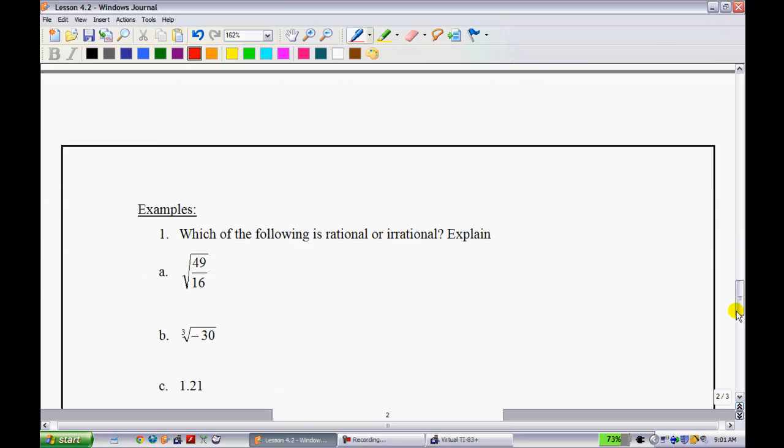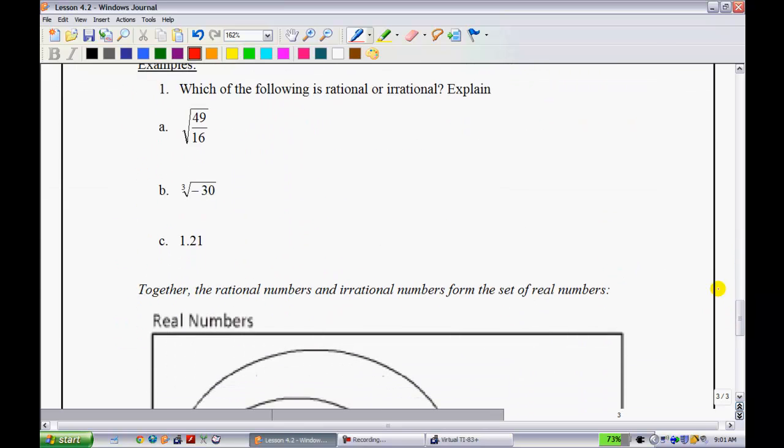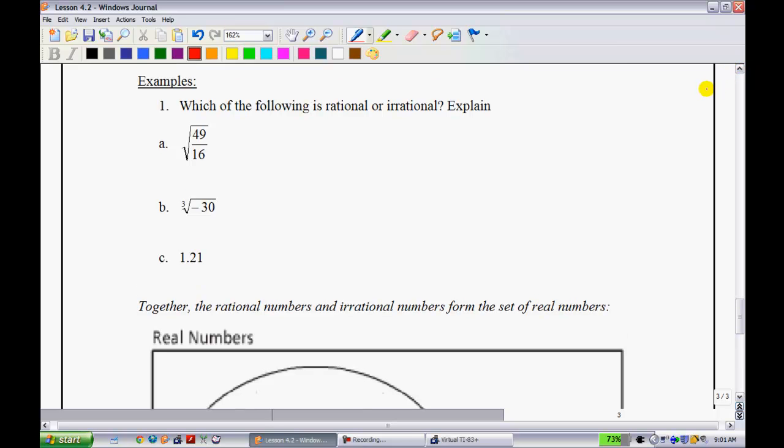Let's go to the last page. Relatively quick little lesson right here. Your assignment is just going to be you guys playing around with identifying what is and what is not rational numbers. So we play the rational or irrational game right here. Yay or nay, what are we dealing with? Well, let's take a look.